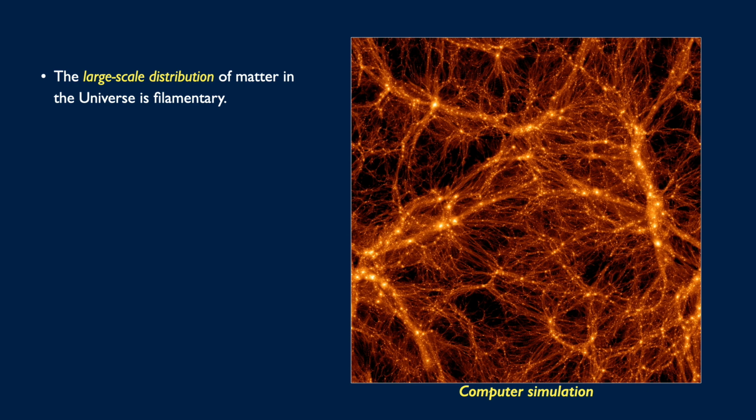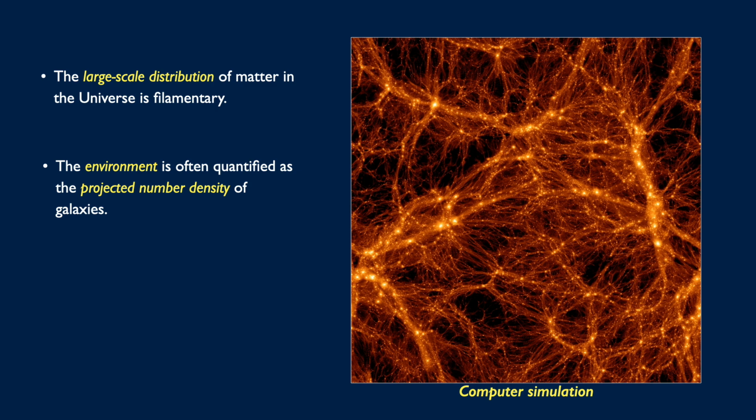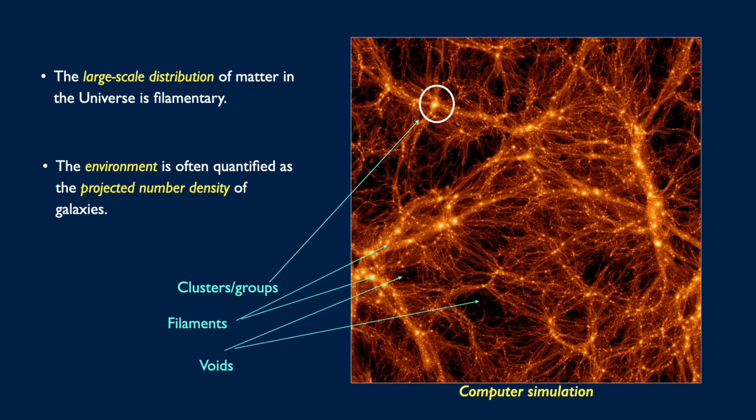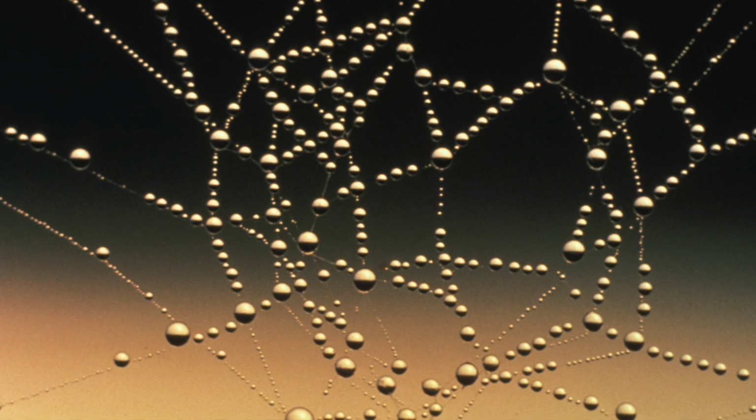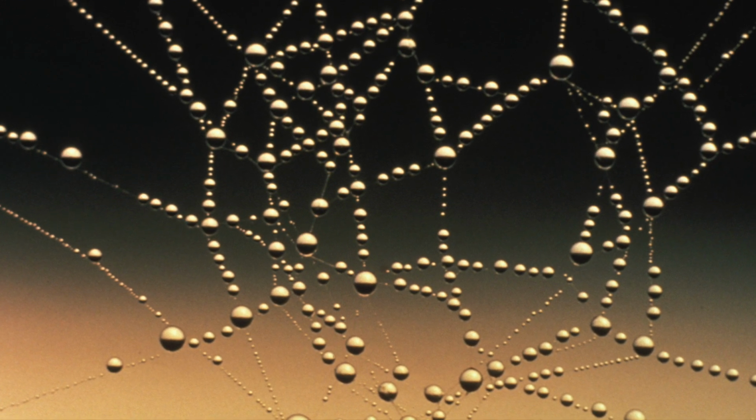The universe is laid out such that all matter in the universe lies along large filamentary structures. All visible and invisible matter lies along this cosmic web. The environment is often quantified as the projected number density of galaxies. The structure of the cosmic web itself calls for three distinct yet continuous environments in which galaxies can live: the clusters, the filaments, and the voids. You can sort of imagine matter to be like dewdrops distributed along a spider's web on winter mornings.